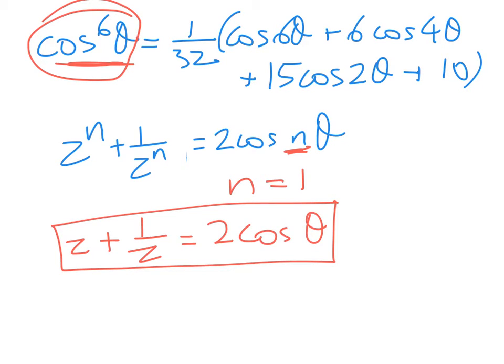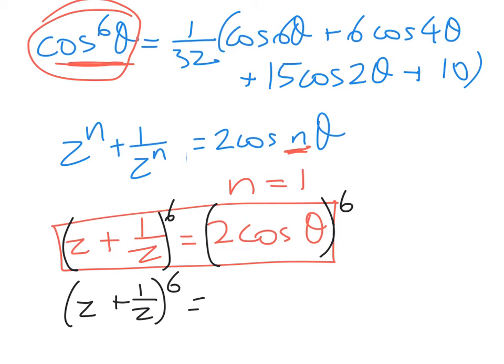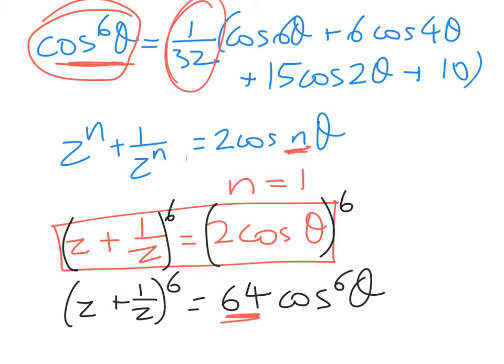So I still can't see a cos theta to the power of 6, but now if I just take both sides of that equation and raise them to the power of 6, this is what we're going to get. On this side we're going to have z plus 1 over z to the power of 6 equals 64 cos theta to the power of 6. And at this stage you should be a little bit excited because, well, maybe not. You've got a 64 here and you've got a 1 over 32 here, so you can see something going on.